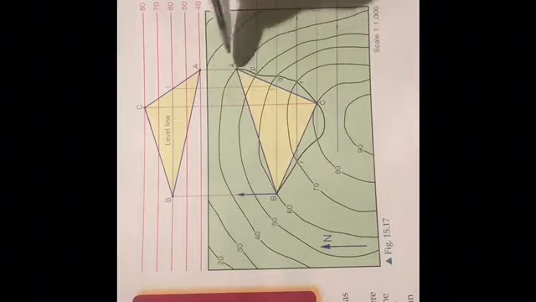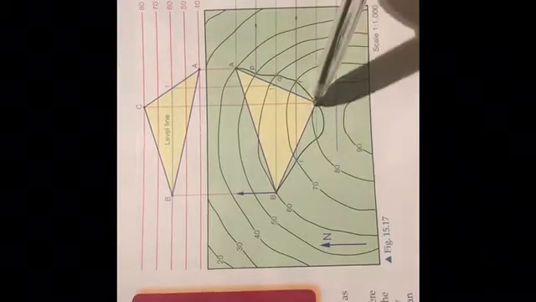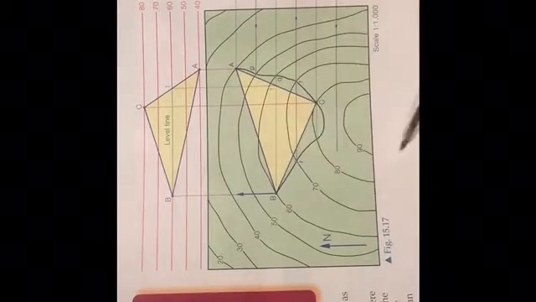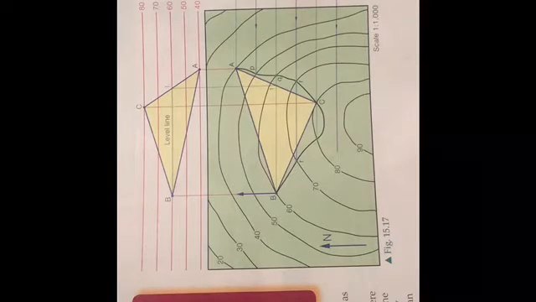It's important to remember that you always include the A, C and B, because we are told that they are points on the outcrop.